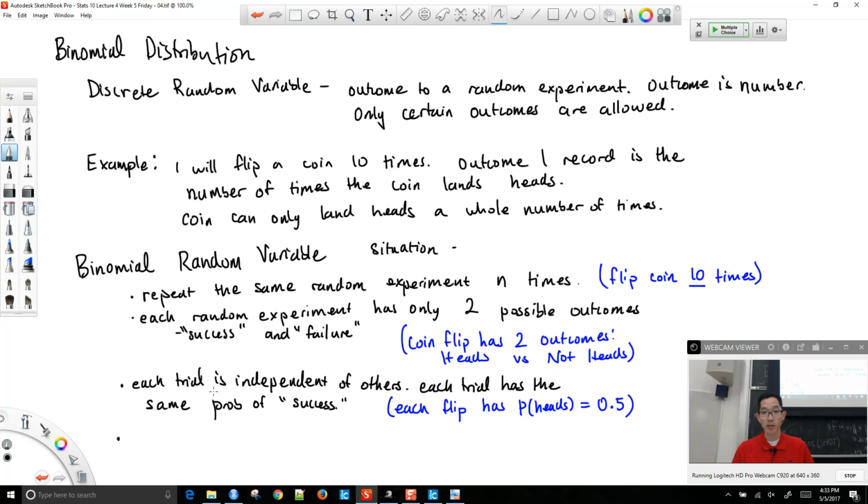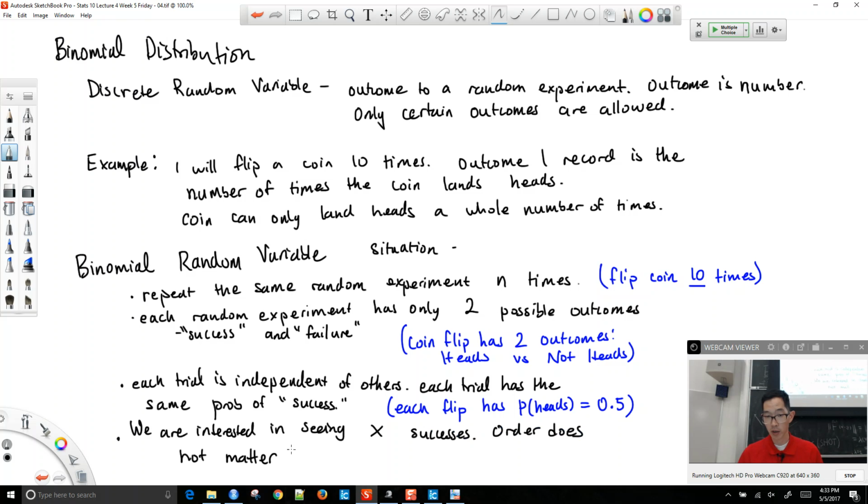And then the last condition in the binomial random variable is that we are interested in seeing X successes, and the order does not matter. Going back, each trial is independent of others. Each trial has the same probability of success. That probability is known as P. P is the probability of success.